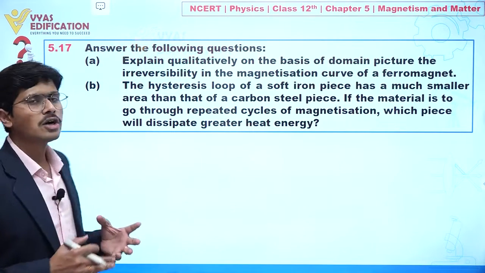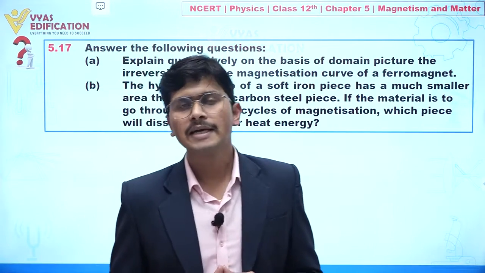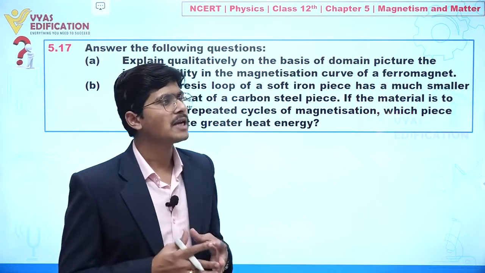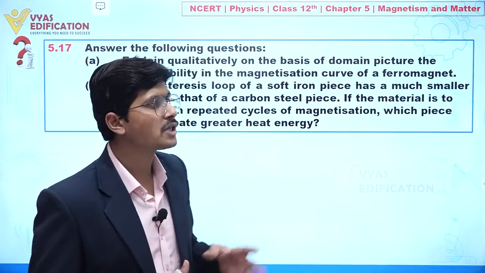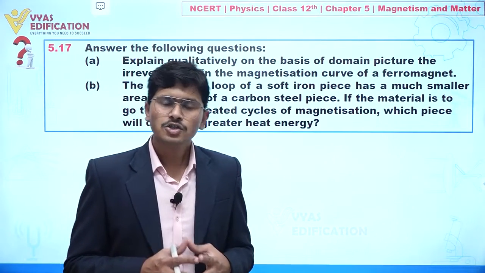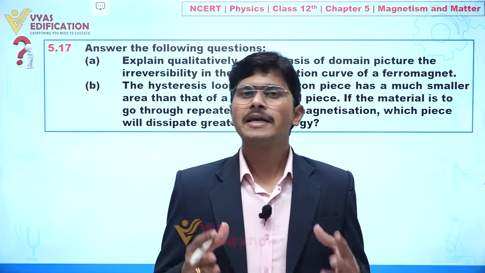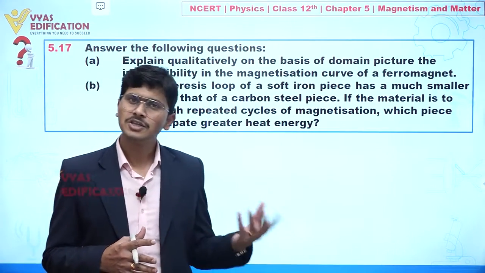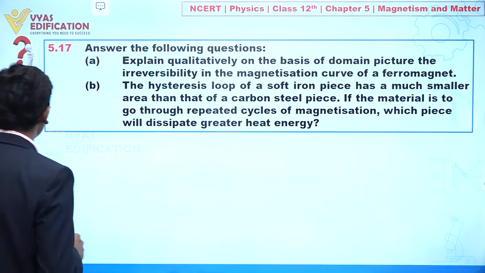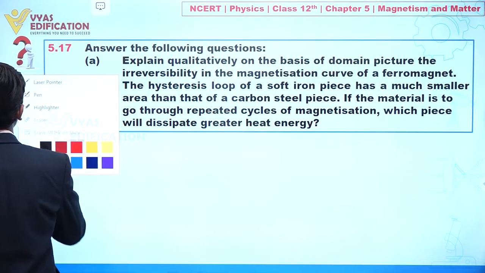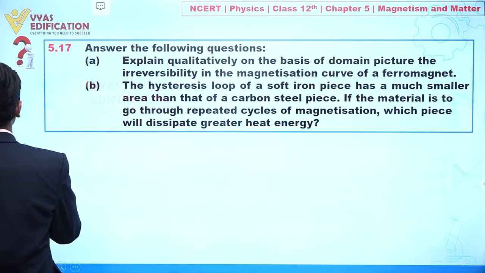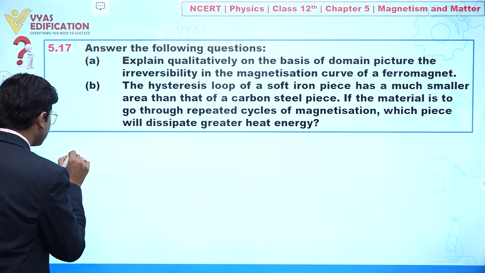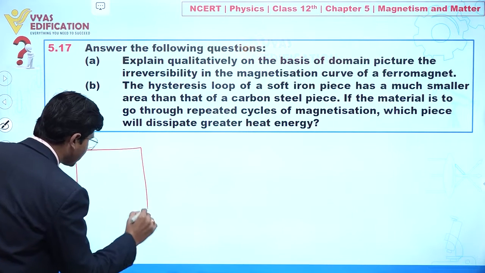First of all, in a ferromagnet there are atomic dipoles, and atomic dipoles are arranged in a particular direction in a particular domain. So if we are not applying any magnetizing field, at that time the net magnetic dipole moment always remains 0. We can also understand it with the help of this diagram. Let's suppose this is a ferromagnetic substance.